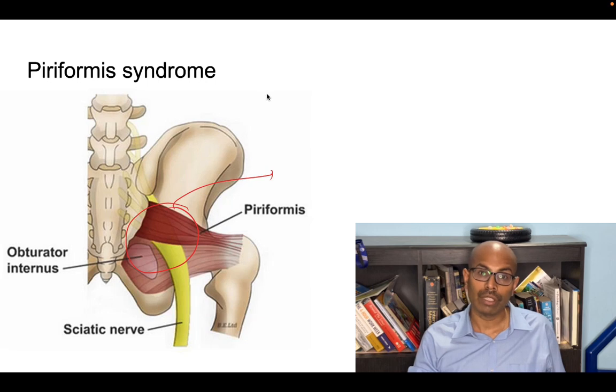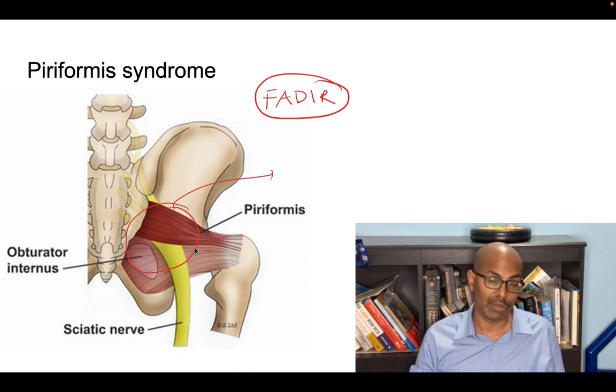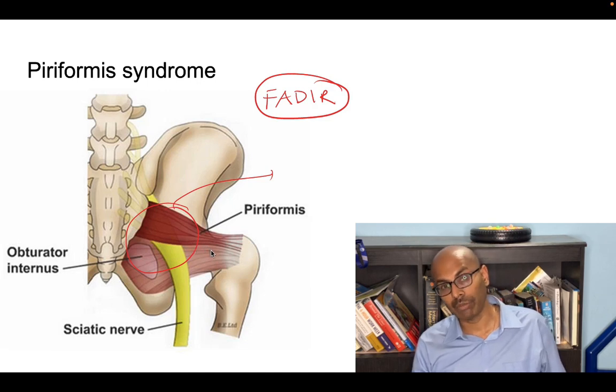And what is a maneuver which compresses the sciatic nerve? It is called flexion, adduction and internal rotation, FADIR. Flexion, adduction and internal rotation of the hip can cause compression of the sciatic nerve by the piriformis muscle, and this is called piriformis syndrome, which involves compression of the sciatic nerve.